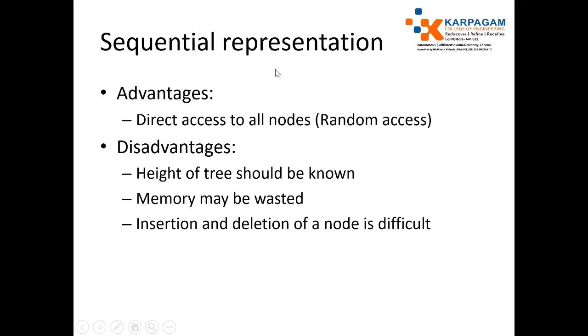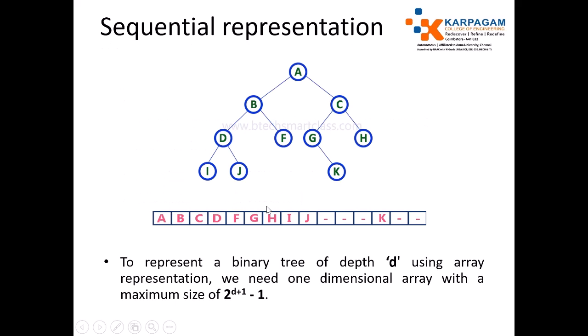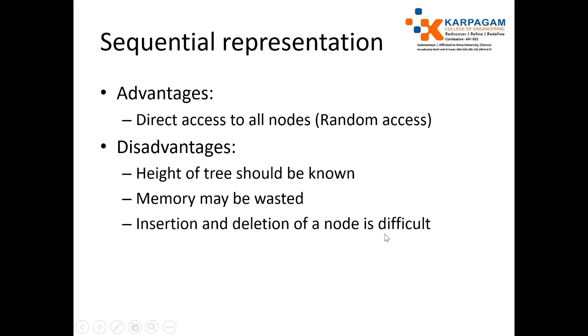The advantage of using sequential representation with an array is direct access to all the nodes. We can access directly. Okay, it is also called random access. Disadvantages are that the height of the tree should be known. If you know the height of the tree, we can create an array. Otherwise, it is not possible. Memory can be wasted. For example, some of the memory is wasted here, where we are filling with null values. It could be used effectively, but that is not possible with an array.